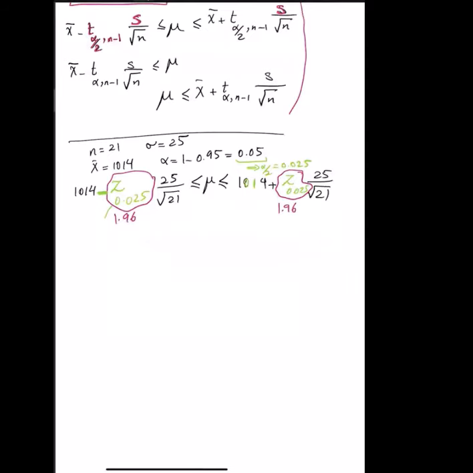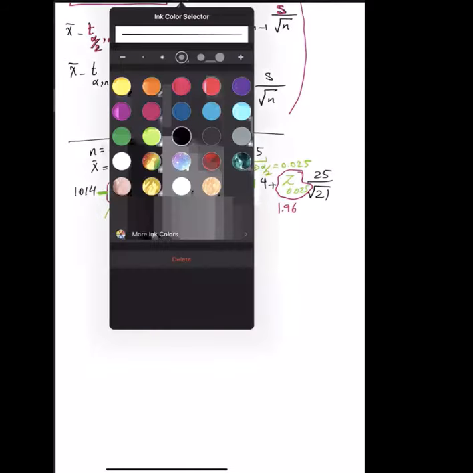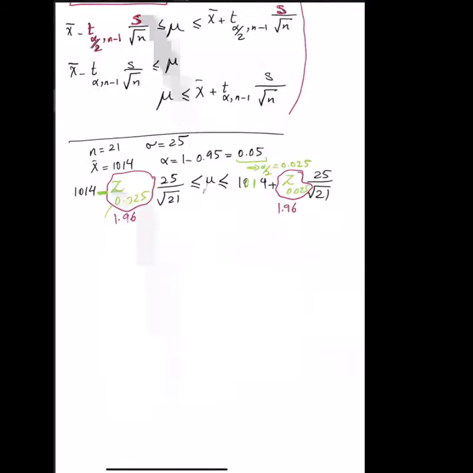And then if we plug in all these numbers and do all the calculations, multiplications, and so forth, this ends up being 1003 less than or equal to mu less than or equal to 1025. So that's going to be the two-sided confidence interval.